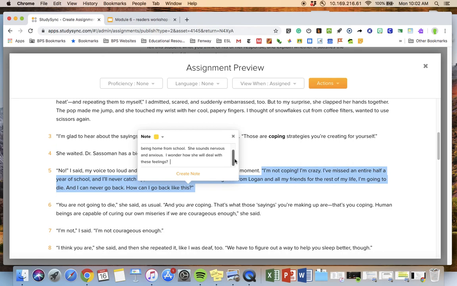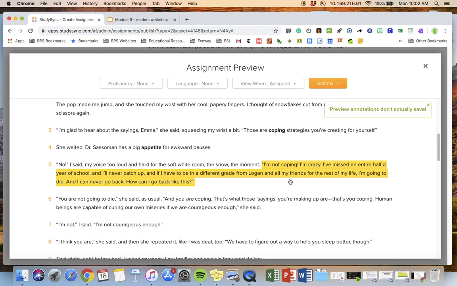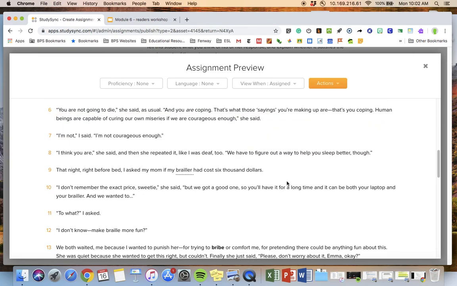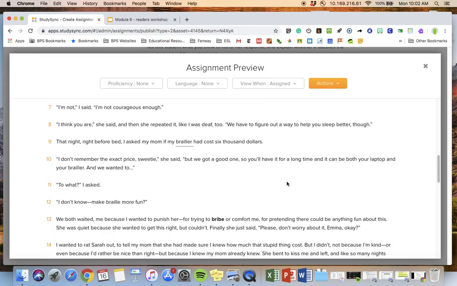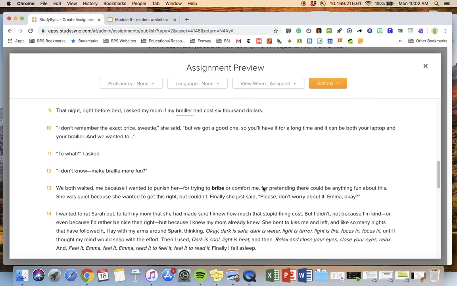Okay. So as I was thinking, I said, well, this sounds like she's mainly concerned with just being home from school. I said she sounds nervous and anxious, and then that made me think of a question: I wonder how she will deal with these feelings. And that's a good annotation for me to take because it's helping me to understand this character a little bit more. All right, reading down a little bit, I found another place in paragraph 13 that I wanted to look at with you.